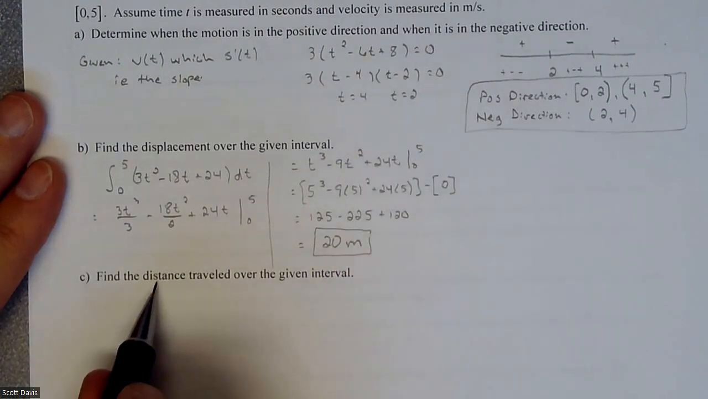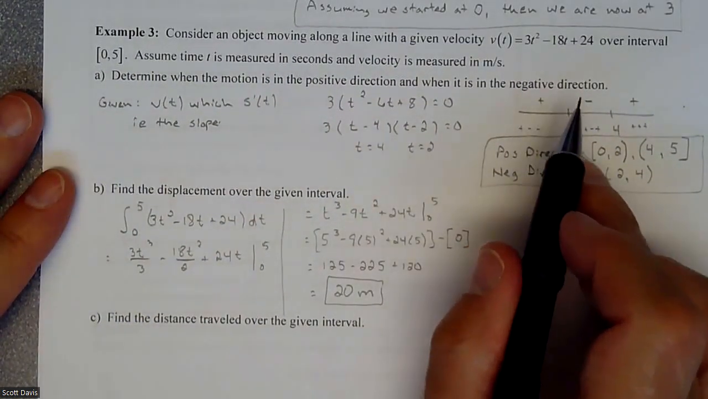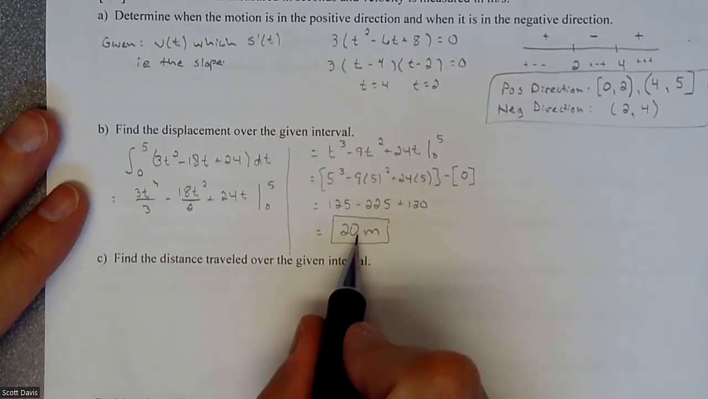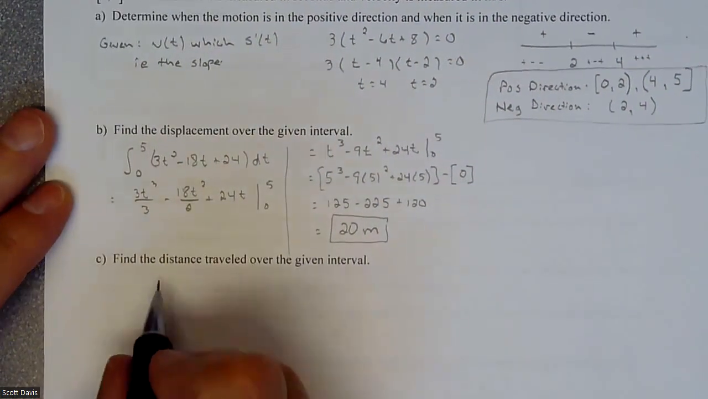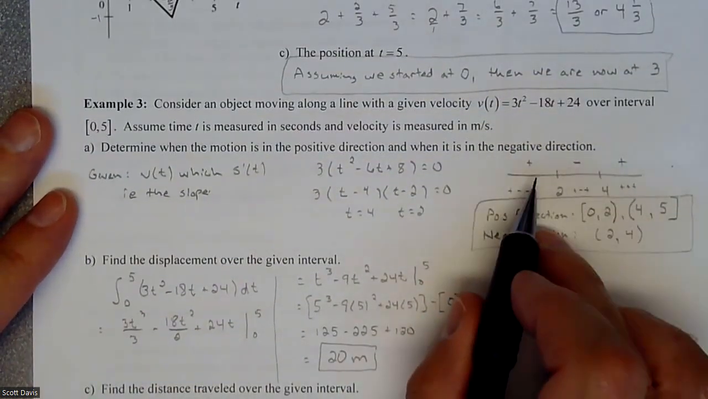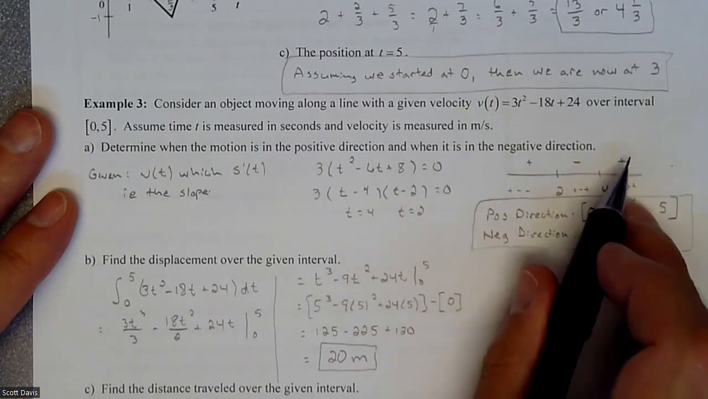All right, but total distance was, we traveled to the right, we traveled to the left, and then we traveled to the right. So how do we figure out that? So this is us actually going back and figuring out these breaks right here. We have positive, we have negative, we have positive.